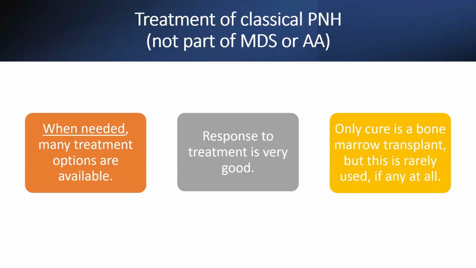Because it's a stem cell problem, so it happens in the bone marrow. So the only way to really get rid of it for good is to replace that bone marrow. As you heard from Dr. Houston's MDS talk, bone marrow transplantation is not something we take very lightly.